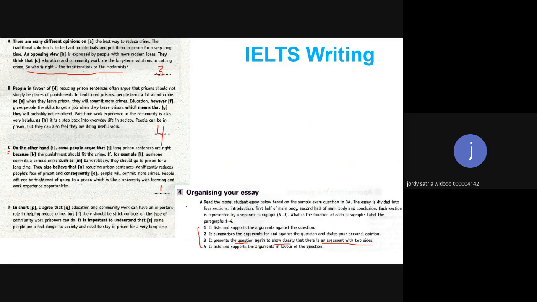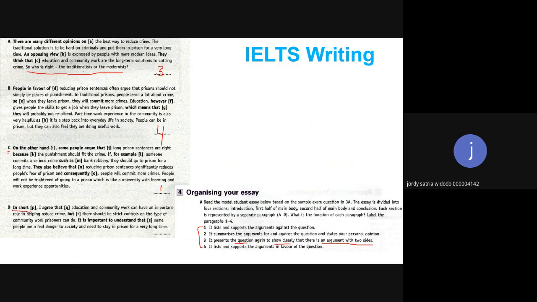Okay, so you need to gather a lot of information. You need to gather a lot of examples that you can use, exemplifying the question asked in the first paragraph, or the question asked in the instructions. Then D, in short, you've got the word in short, it's the clue. Agree that education and community work can have an important role in helping reduce crime.